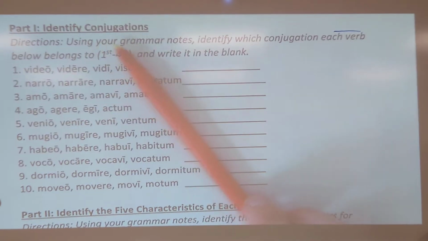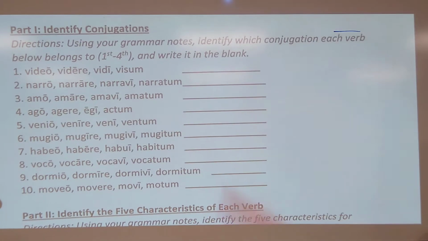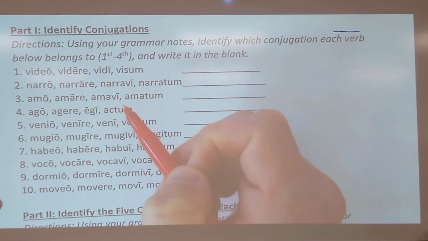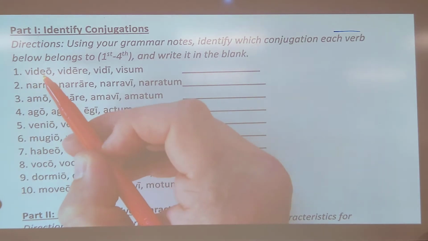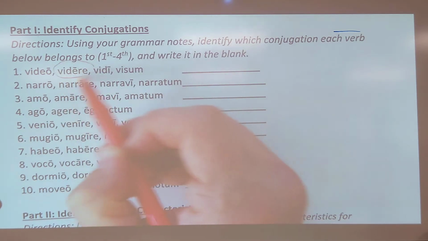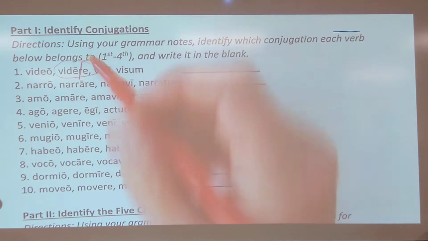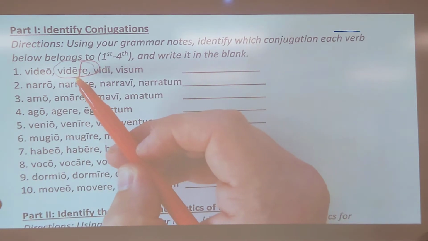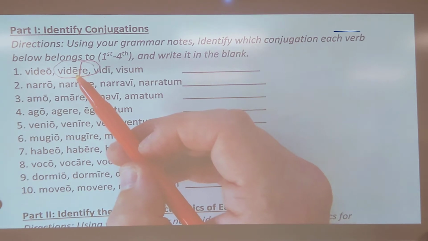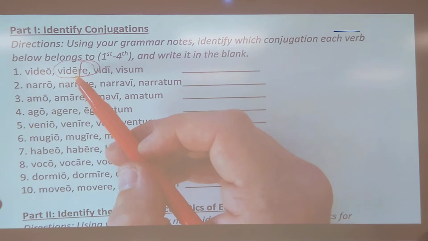So the directions say, using your grammar notes, identify the conjugation of each verb and then write it in the blank. Remember, there are 4 conjugations from your grammar notes. How you find the conjugation is you go to the second principal part, the infinitive. So first principal part, second principal part, so we go to this one, and then you chop off the RE, and whatever letter you're left with is called your stem vowel. The conjugation that the verb belongs to depends on your stem vowel. And there's only 4 options, by the way.